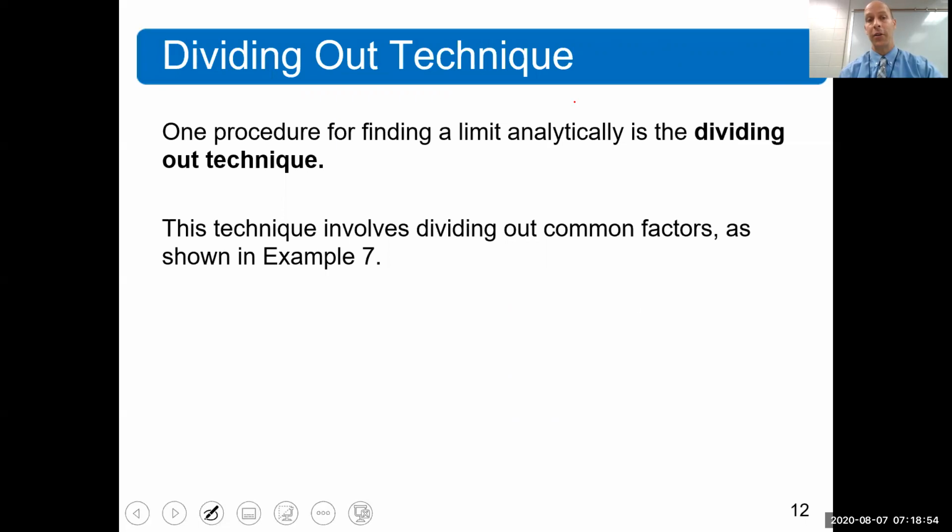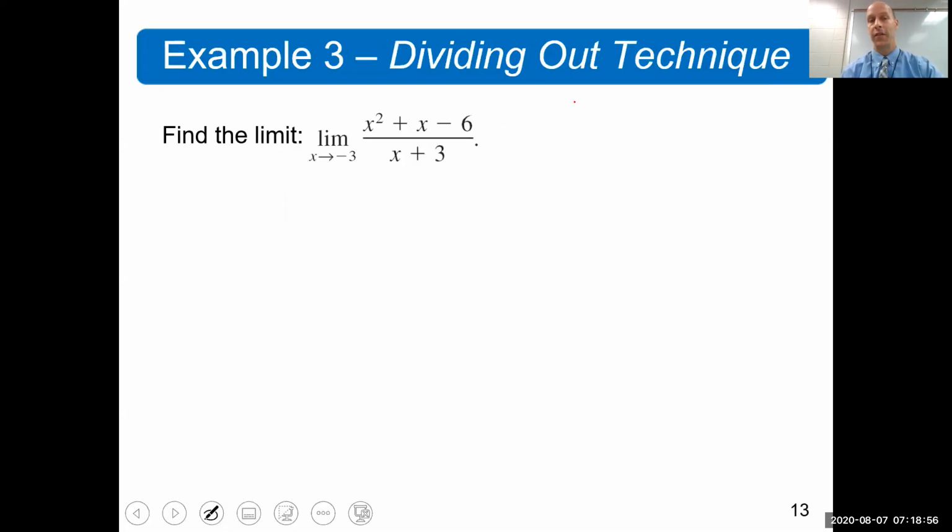Okay, and you'll see it actually in this example here with the divide out technique. So if I do a direct substitution now with -3, I'm going to kind of speed this up, but if I do a direct substitution here, you are going to end up with 0 over 0. That is a problem.